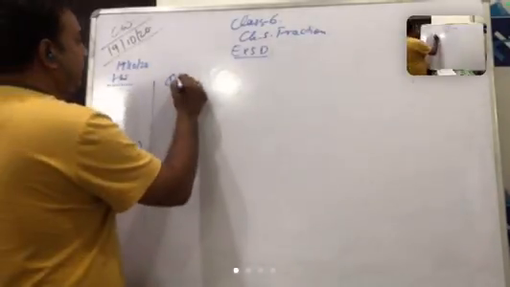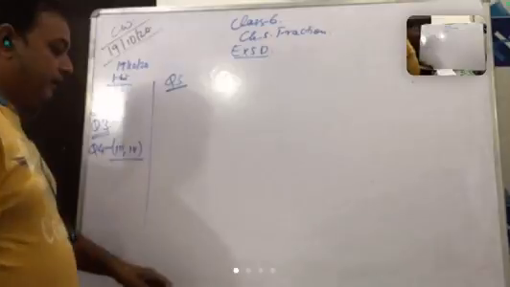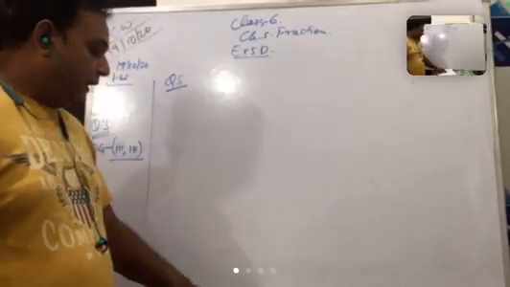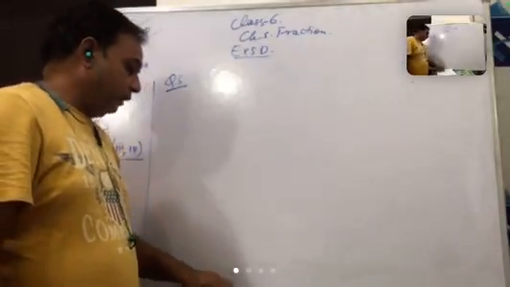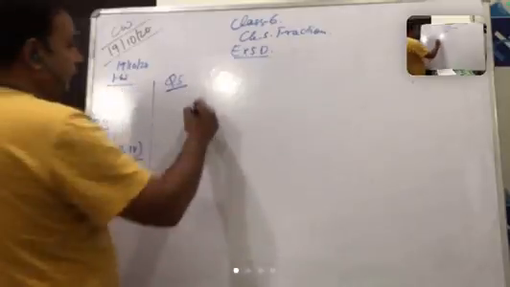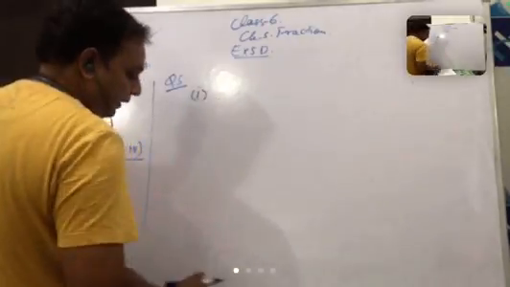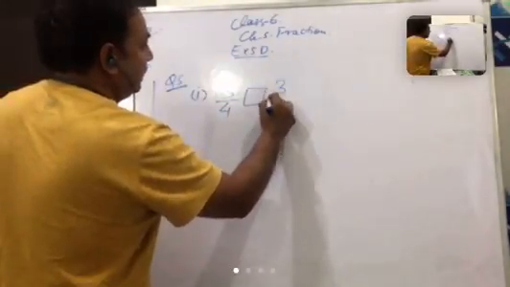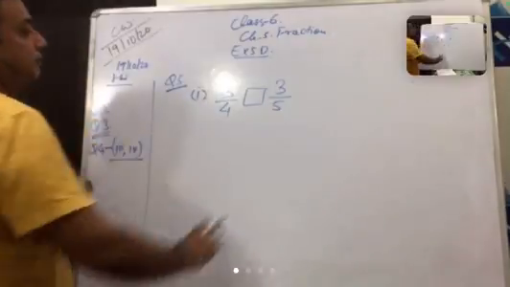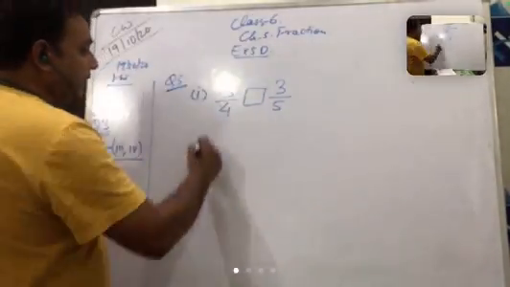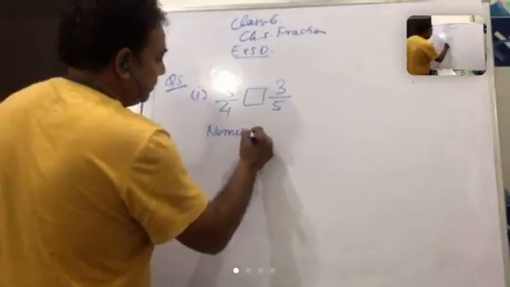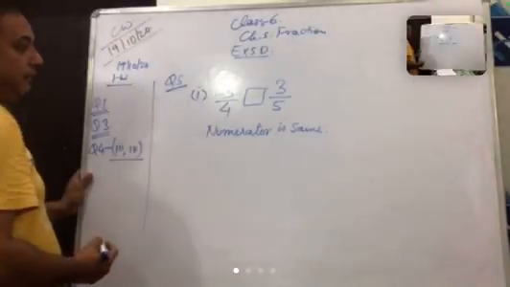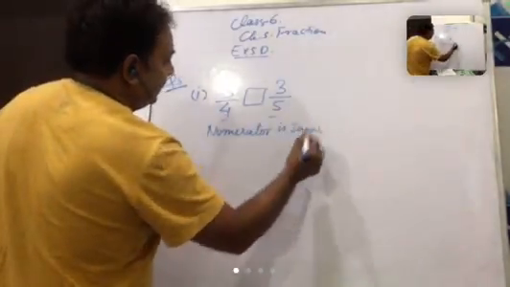Now question number 5. Question number 5 is fill in the blanks, fill in the placeholder with the correct symbol, less than or greater than. Now see, question number 5 is slightly different. In question number 5, 3 upon 4 and 3 upon 5. Now see, when the numerator is the same, then we can compare the denominators.